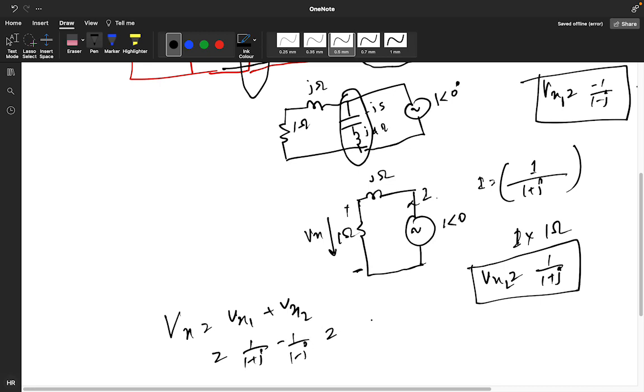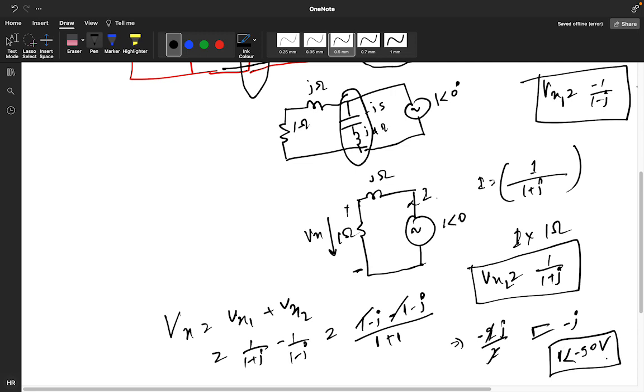Now put the value: 1 divided by 1 plus j and minus 1 divided by 1 minus j. Get the result: (1 minus j minus 1 minus j) divided by (1 plus j) into (1 minus j). It will give you 1 plus 1. This is getting cancelled out. You are getting minus 2j divided by 2. So what Vx value are you getting? Vx value is minus j.